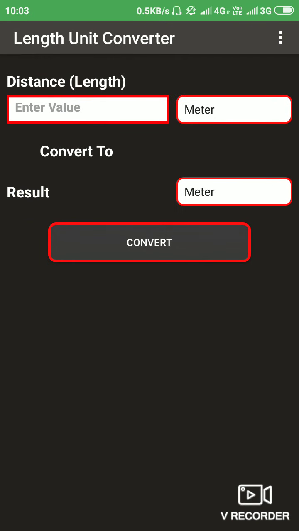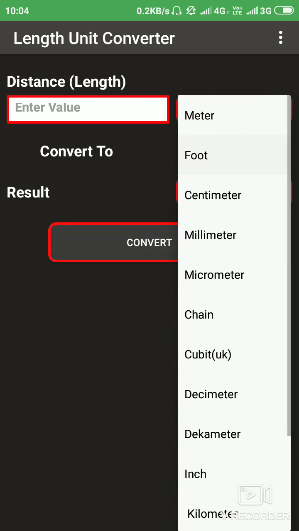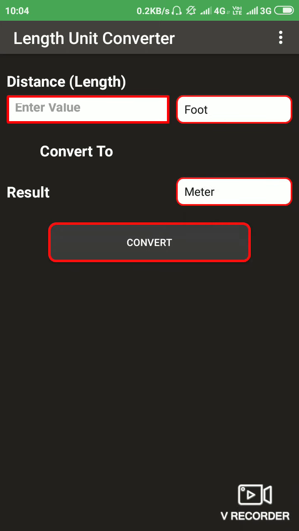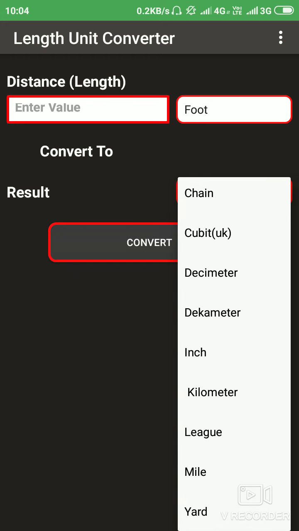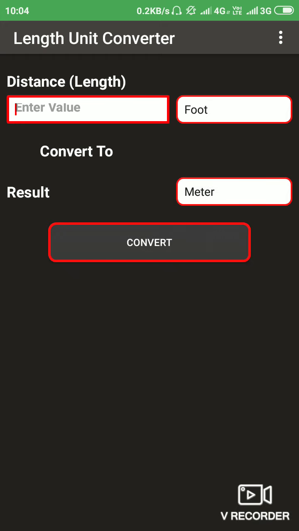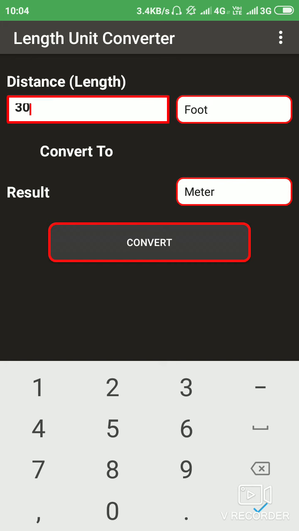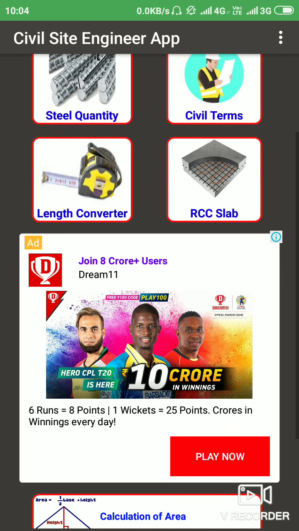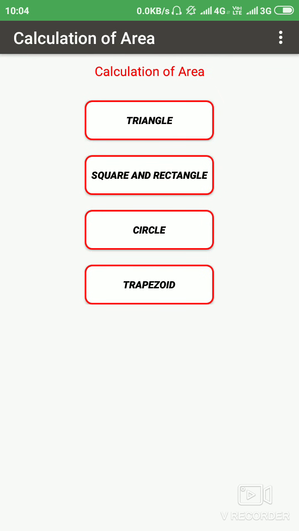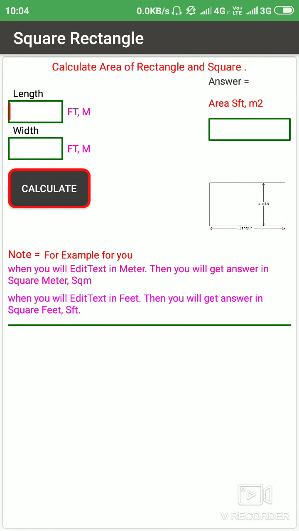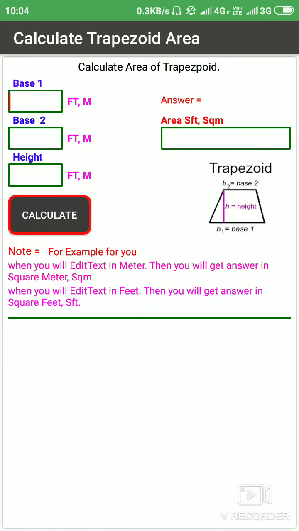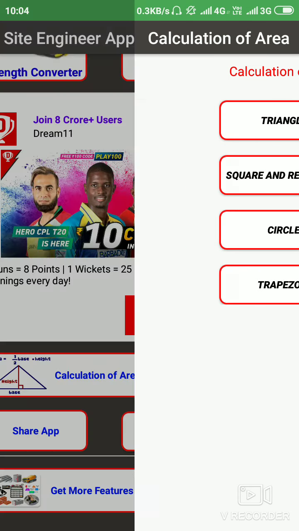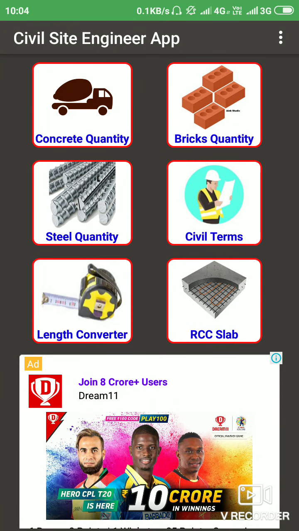Again, if you are confused about finding units or conversion of units, simply convert foot to meter. For example, there are a number of choices available, but just simply 30 foot, how many meters? It converts to 9.14 meters, meaning 30 foot. Then calculation of area. For calculation of area of a square, L into B you can put and get it. For trapezoidal, this is very easy, you can check these apps.